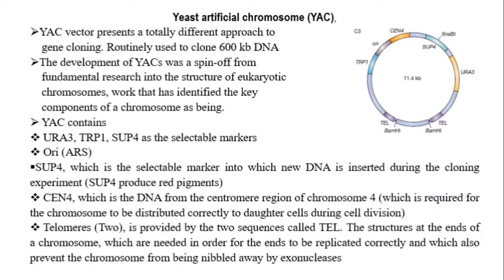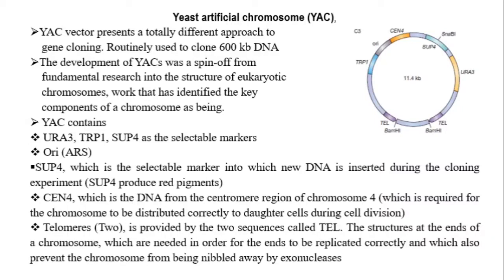Another part is the telomere. There are two TEL sequences, the structures at the ends of the chromosome, which are needed for end replication of this YAC. They also prevent the chromosome from being nibbled away by exonucleases. So this TEL sequence helps protect the chromosome from exonucleases, and it also helps with end replication.